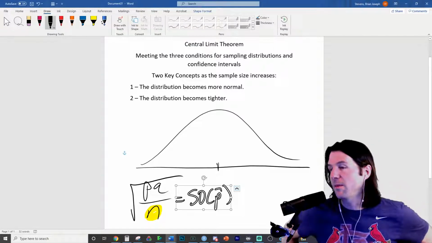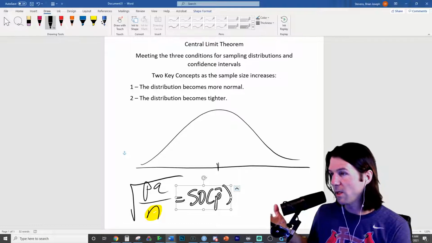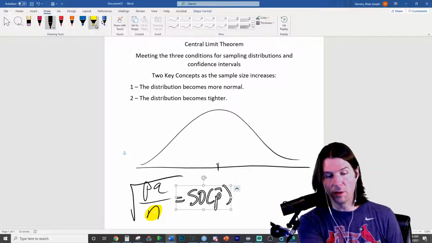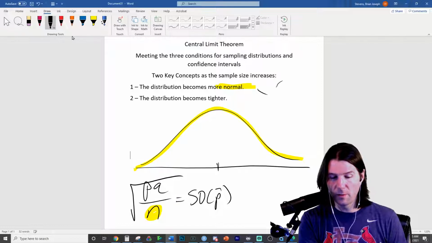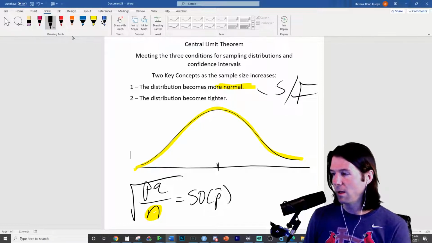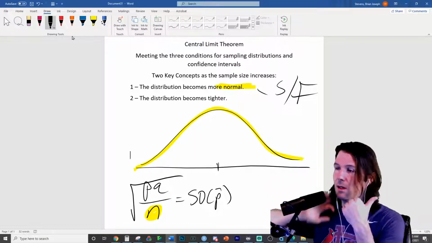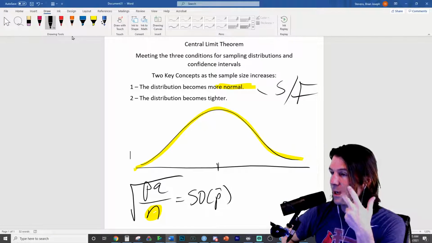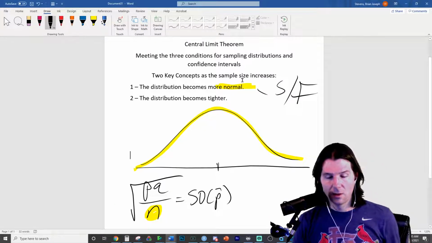If they meet the conditions, then we know that the central limit theorem is met. The distribution will be normal, and it'll always get tighter. The main thing we care about here is usually the normal, because we're going to use the normal model. So that's meeting the success failure condition for this one. We'll have a different condition later on. But this is for all categorical data. All categorical data has the 3 same conditions of random, 10%, success failure. And success failure means we need at least 10 successes, at least 10 failures.